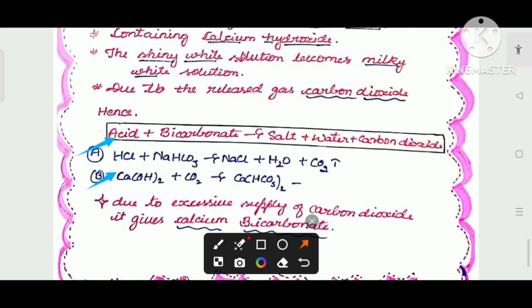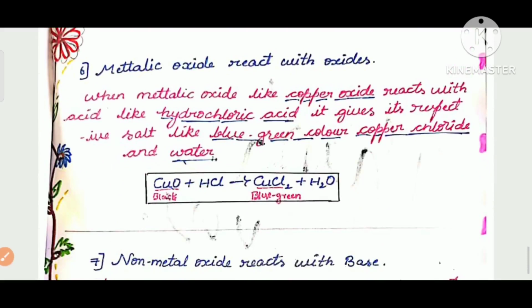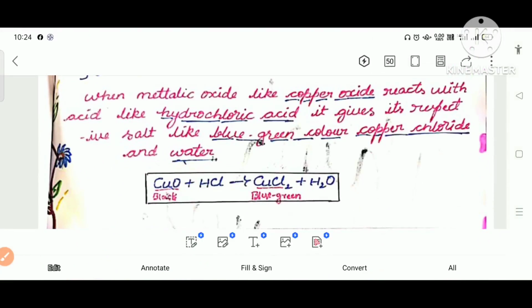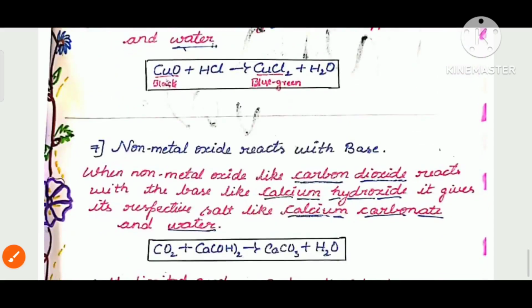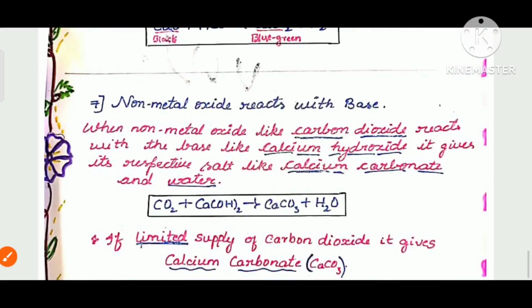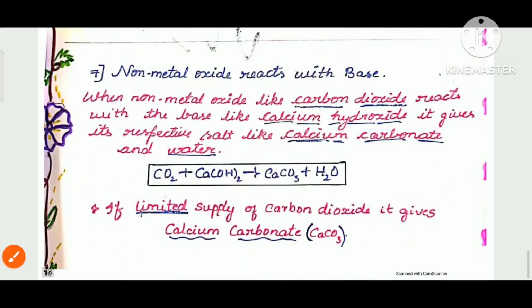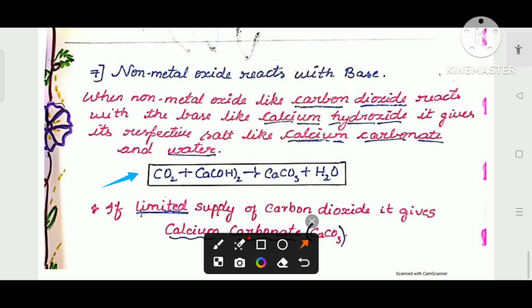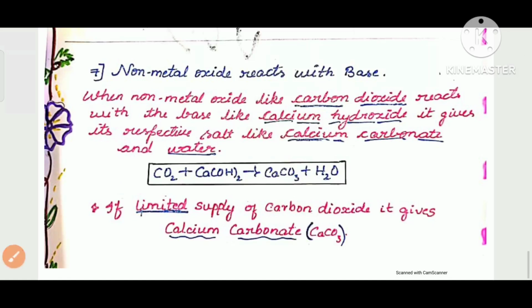And the last concept is nothing but metallic oxides react with acids. Okay, so here a small correction you have to make: this is not oxide, this is acid. And this is the output reaction that takes place. Now the next one, non-metallic oxides react with bases. This one you practice well. This equation is important. If there is a limited supply of carbon dioxide, it gives calcium carbonate. Excessive supply of carbon dioxide gives calcium bicarbonate. All that concept comes.